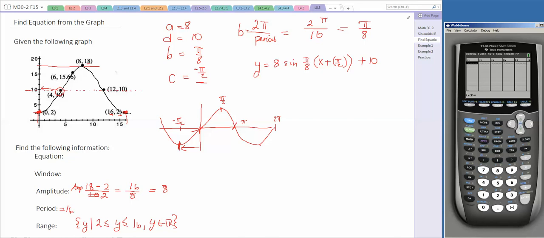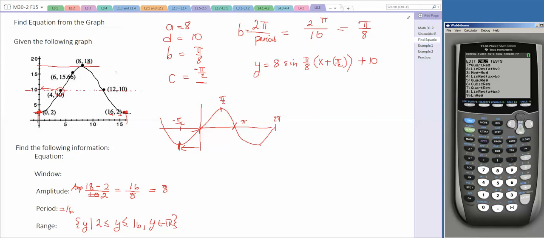So I'm going to enter my X values into list 1. We have 0, 4, 6, and 8. No 10, but 12, and then 16. We go over into list 2, and we're going to do the Y values. We have 2, 10, 15.66, 18, then down to 10 again, and then down to 2. Now we're going to do our sinusoidal regression, stat, over to calculate.